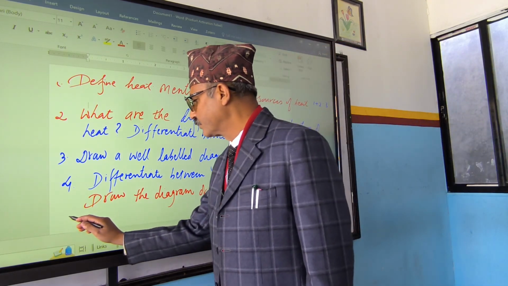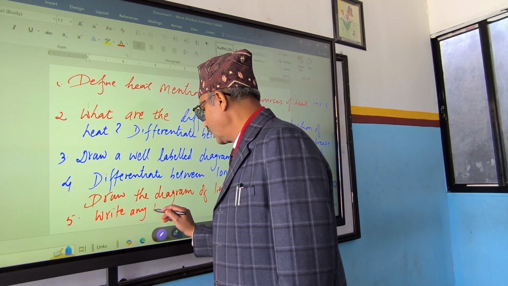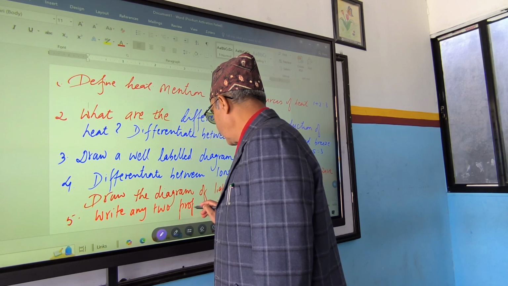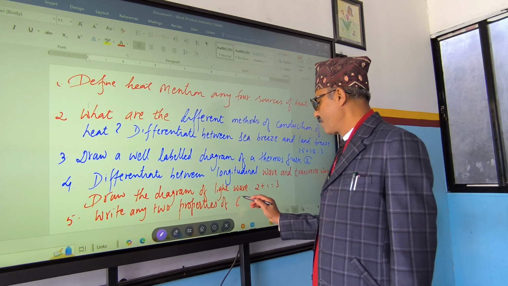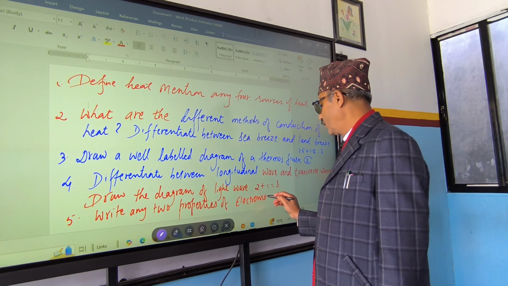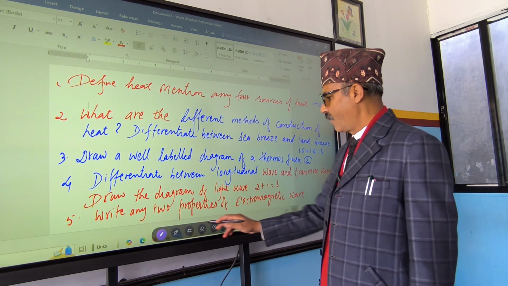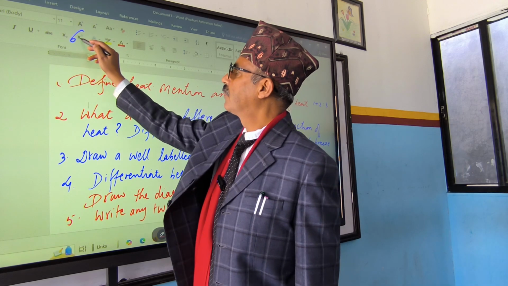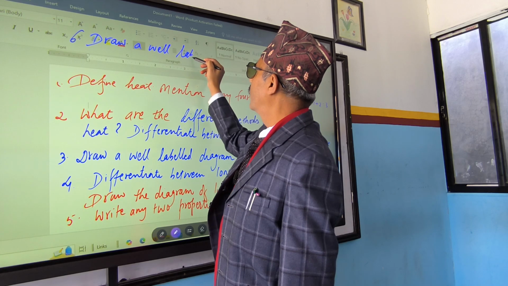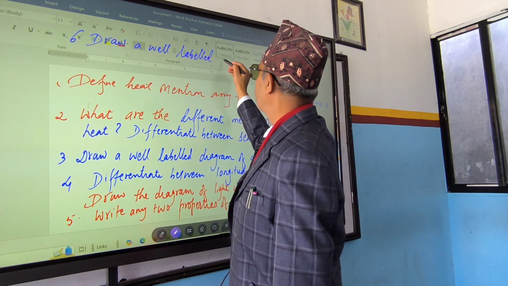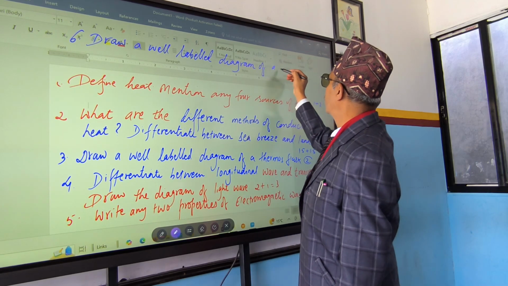Number 5. Write any two properties of electromagnetic wave. Now question number 6 is here. Draw a well-labeled diagram of a greenhouse.